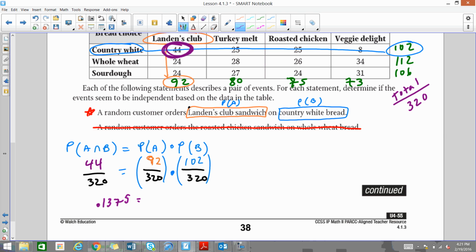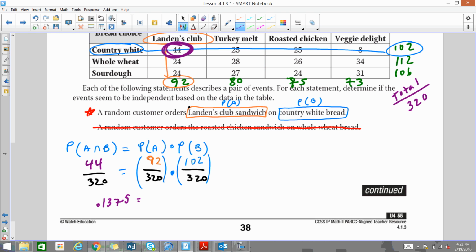So what we do is we take these two, the probability of A and the probability of B, and we multiply them together. Make sure you use parentheses. So 92 over 320 times 102 over 320.